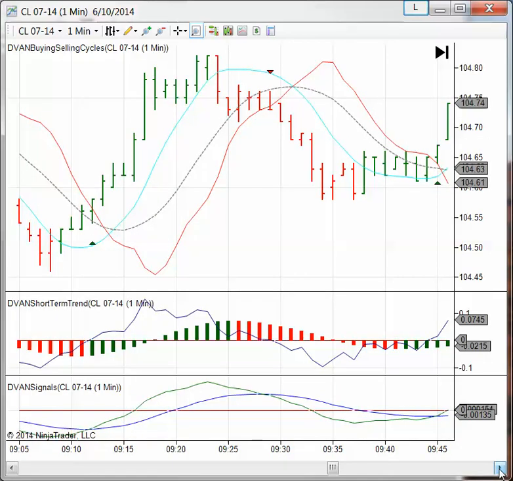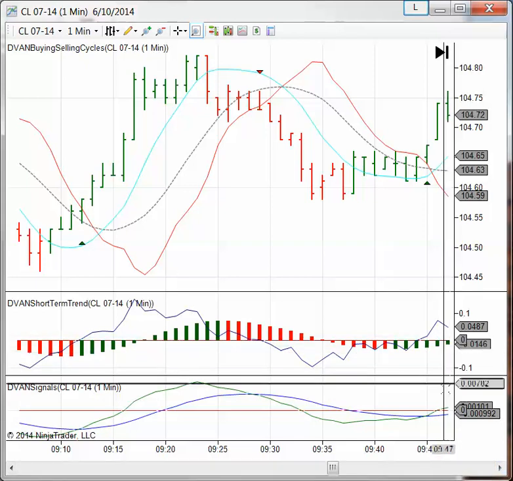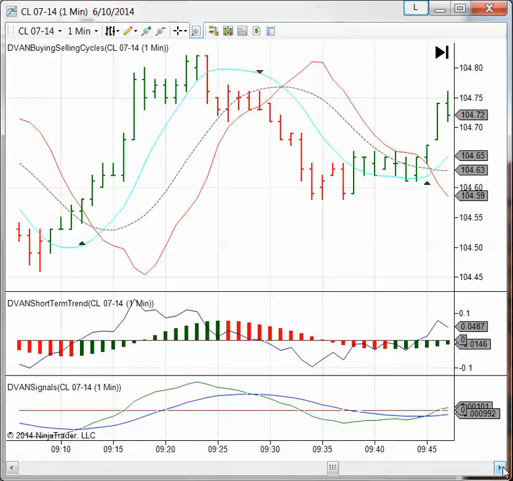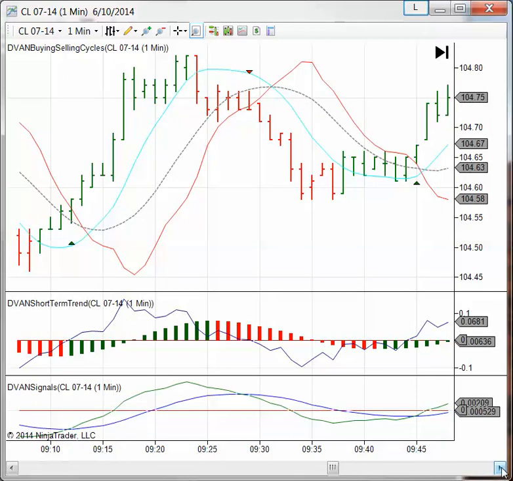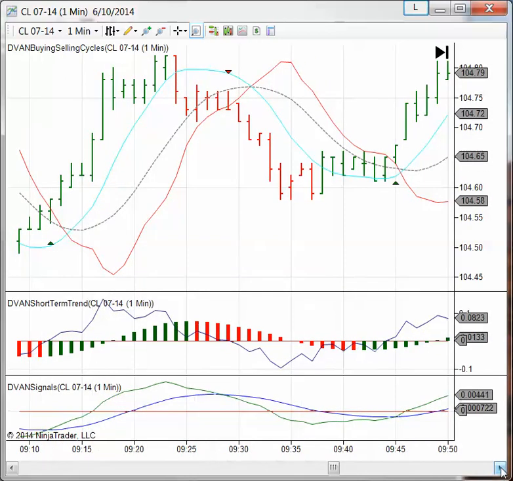We get a nice hit up. We're okay. The leading line and the short-term trend is staying outside of the histogram, which would be first indications that the trend is coming to a close. Remaining long. A few minutes later, remaining long. This has been a nice profit.